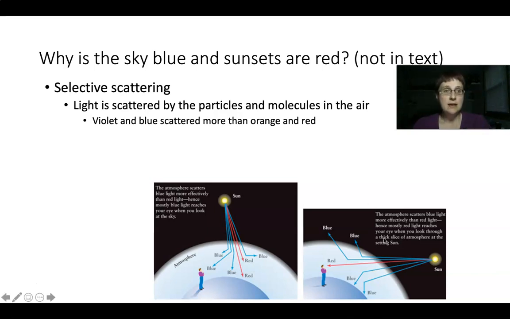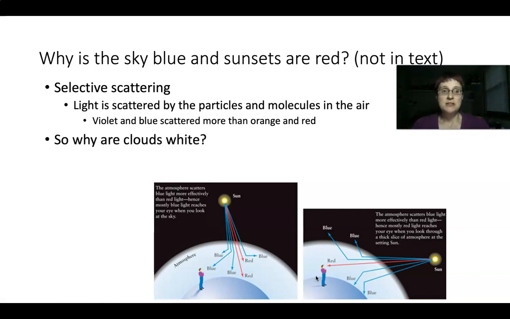At sunset, now the sun is coming straight at us. It's pointed straight at us. So the blues and the violets are still being scattered, but they're being bounced away from where we're looking. And those reds, oranges, and yellows are pointed straight at us. And so that's why those colors are what we see show up most often in a sunset.